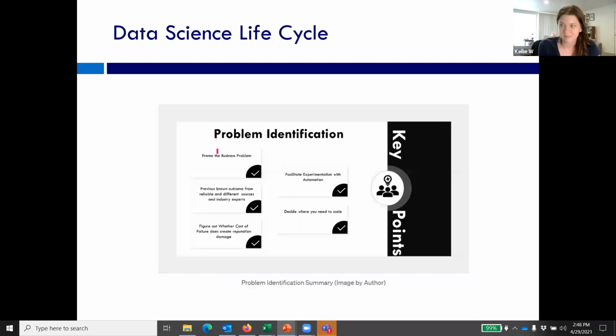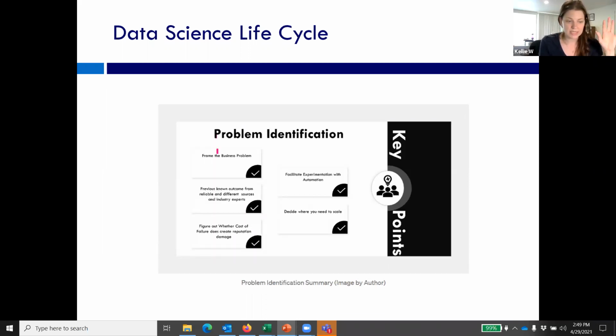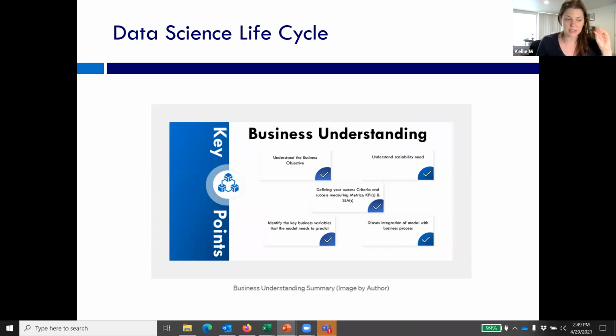So a lot of people just want to jump right into building a model, but there's a lot of stuff that goes into a data analytics problem before then. So for problem identification, we're framing the business problem. We have a whole class on this at the graduate level. We're figuring out whether or not this problem even can be solved with analytics and what that would look like. We're narrowing down scope. So we're identifying the problem and then we're coming to an understanding, we're framing it.